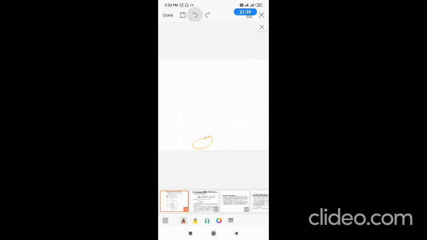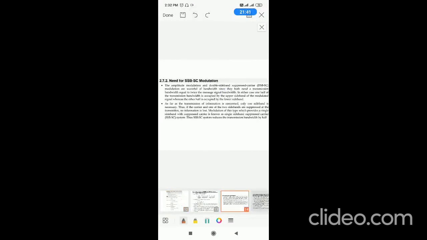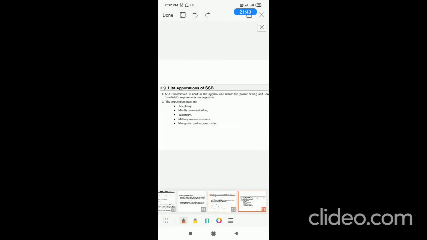Why do we go for VSB? VSB and VSB-SC are both the same. In SSB as well as in VSB, there is no carrier.